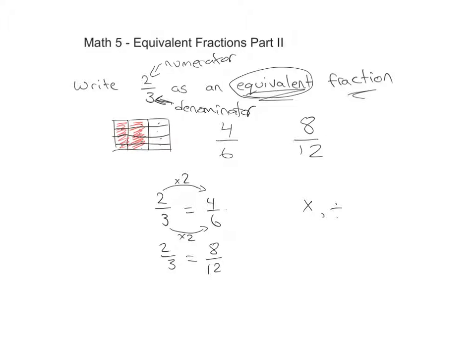In this bottom example, 2 times what gives me 8? Well, that would be 4. So therefore, 3 times 4 would give me 12. So 8/12 must be equivalent to 2/3 because I did the same to the top and bottom of this fraction. So let's flip the page here. We'll show you a couple more.